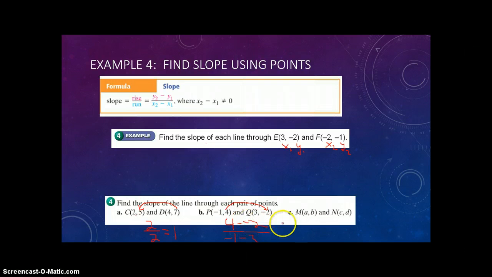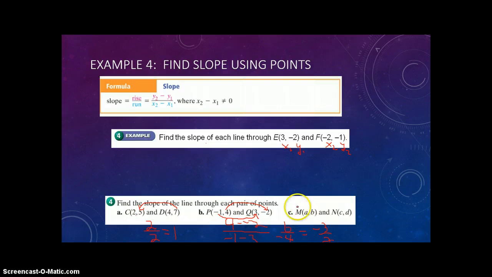4 minus negative 2 is actually 6. I'm adding those two numbers together. And negative 1 minus 3 is negative 4. Okay? And 6 divided by negative 4 is negative 3 over 2. All right, again, I was consistent, so that's all that mattered. I went from the 1 minus the 3, the negative 1 minus the 3.